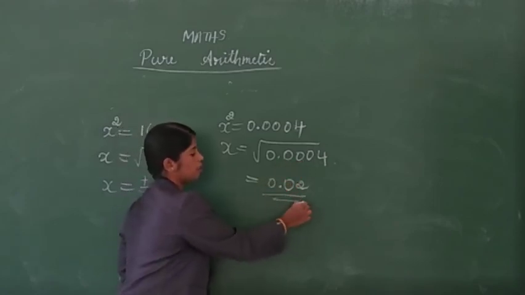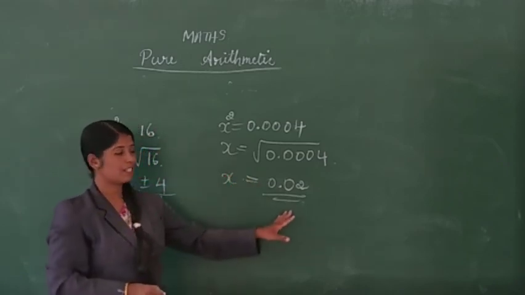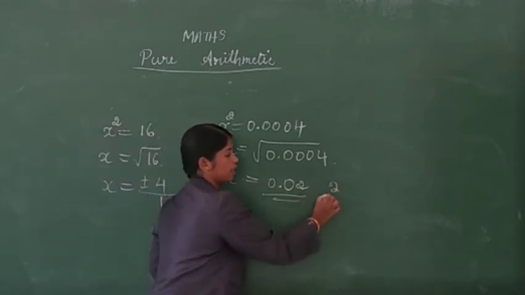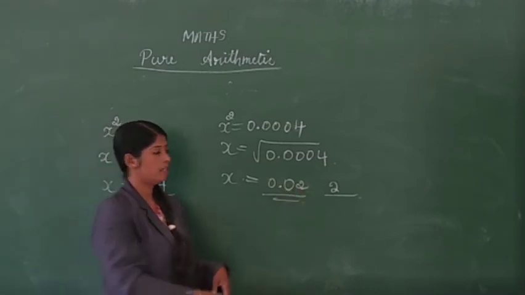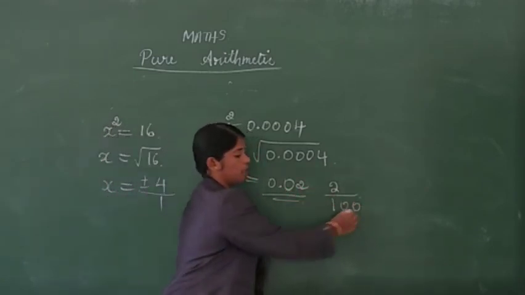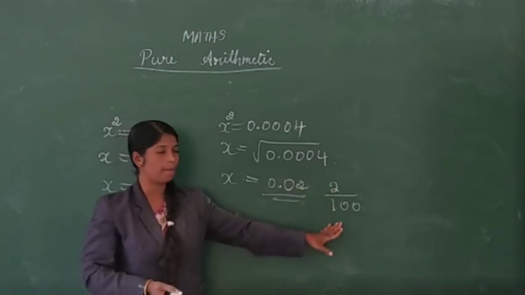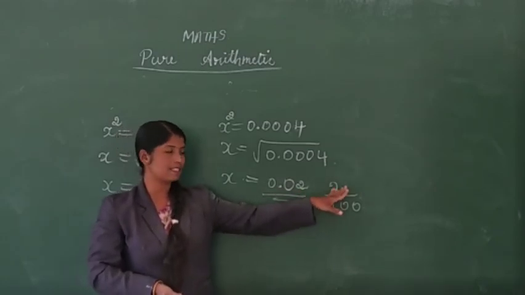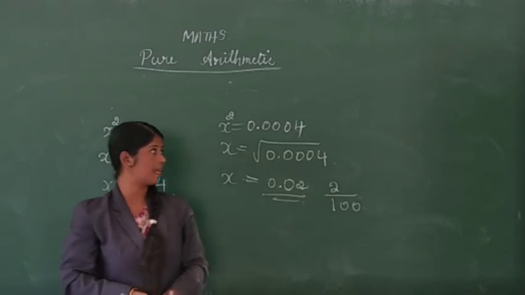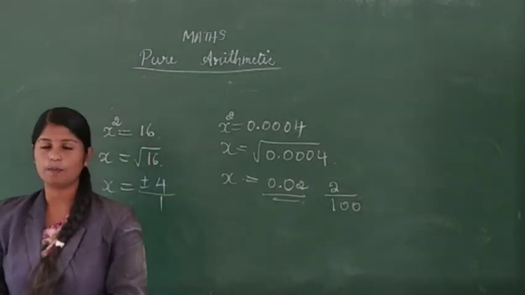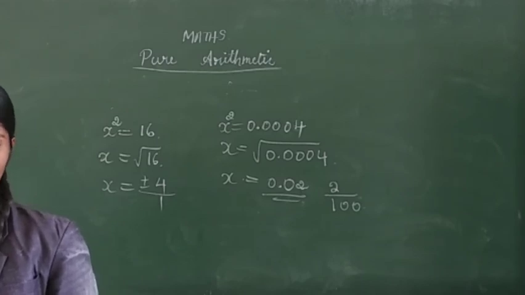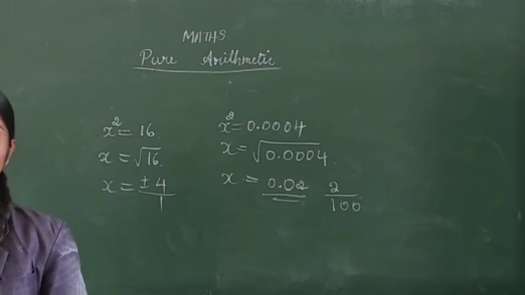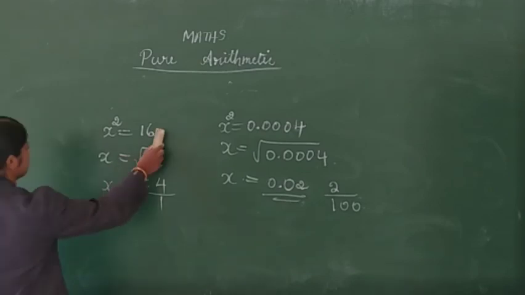So you can write this as 2 divided by, after the decimal point there are two numbers, so 100. Now, this is in the form of A by B, correct? So if it is in the form of A by B, then we say that x is a rational number. Last one, x square is equal to 17 by 9.